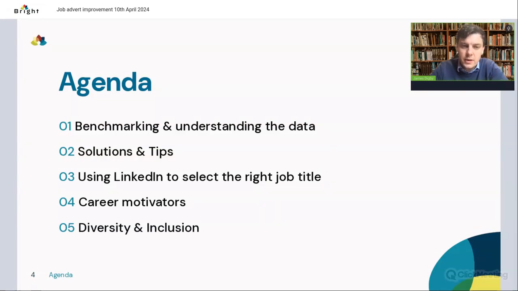So we're going to start off by going through a little bit about benchmarking, understanding the data that you have from your job adverts. We'll then talk a little bit about the solutions and the tips that we have for fixing some of those things that the data maybe has indicated are wrong with your job adverts. We'll talk a little bit about LinkedIn and how you could be using LinkedIn to get the right job title. We'll talk about career motivators and how they can be weaved into your job adverts. And then finally, we will talk a little bit about diversity and inclusion.